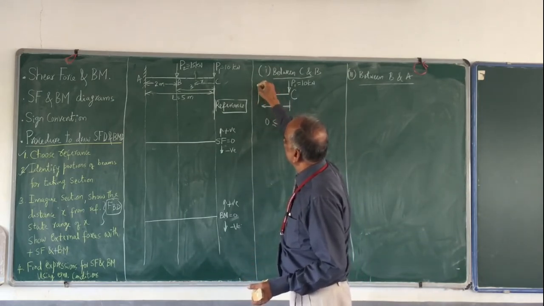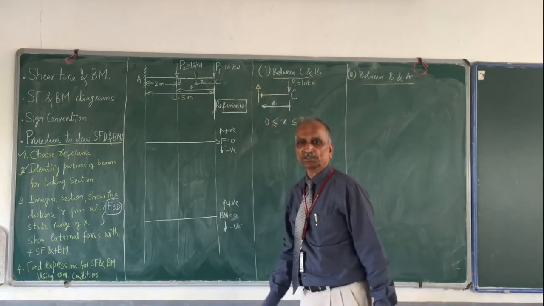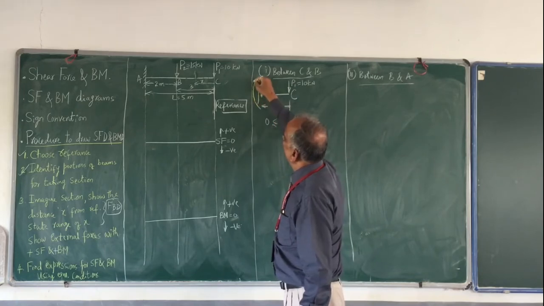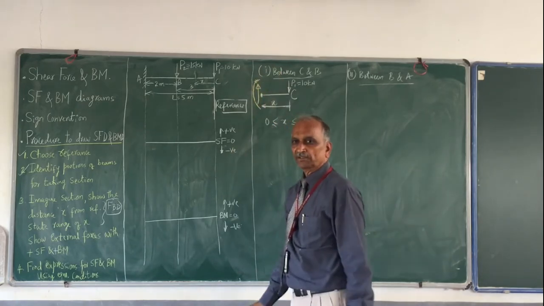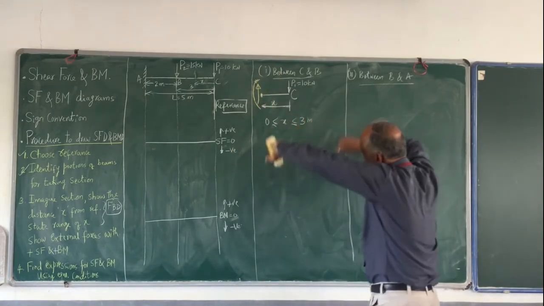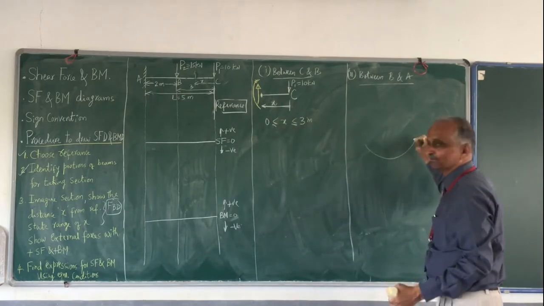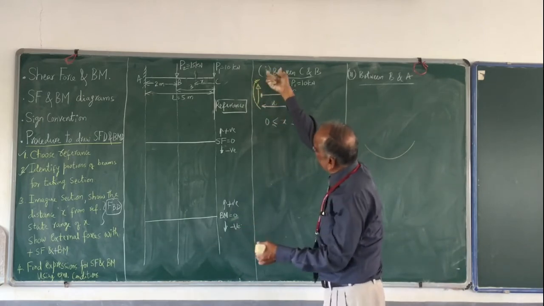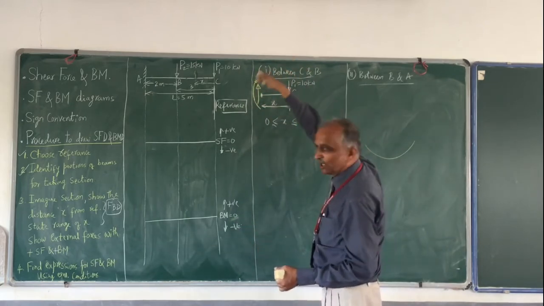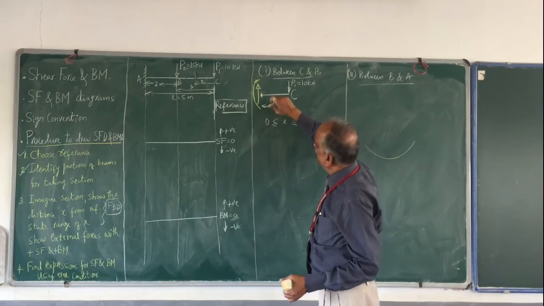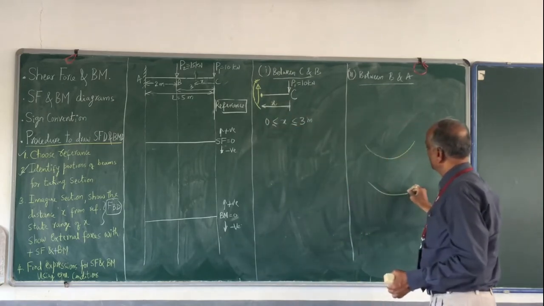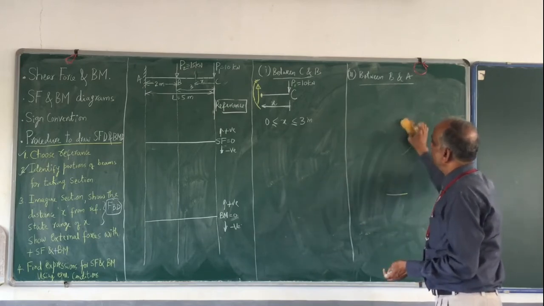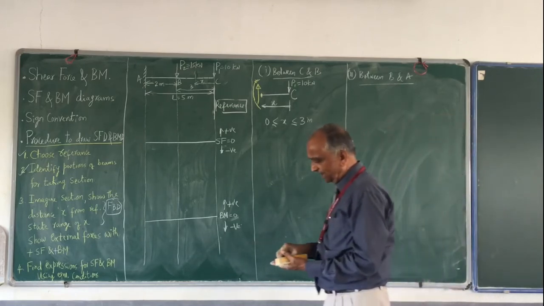Then I have a shear force. This shear force I call positive. And this is my positive bending moment. So the beam must bend like this. Therefore this beam will take up this shape, and this is how the positive bending moment acts.